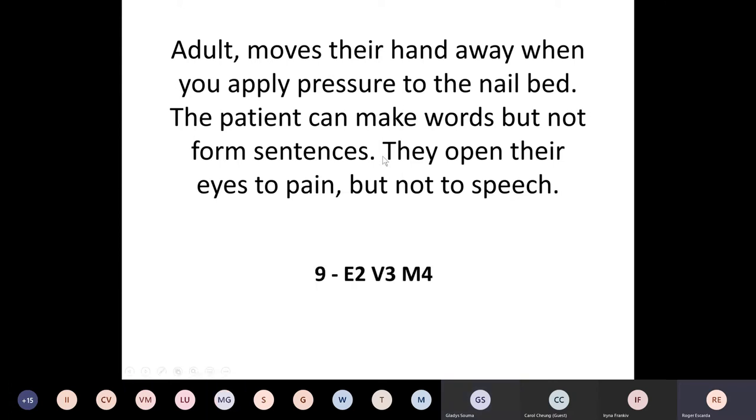Actually, it's a 9. So the eye here is how much? What's your score for eye? Only to pain. But that's a 2. Okay, what about your verbal? 3. Okay, this is inappropriate words. 2, 3, so that's 5. And then motor is? 5. This is normal flexion withdrawal. That's a 4. So 5 plus 4, 9.